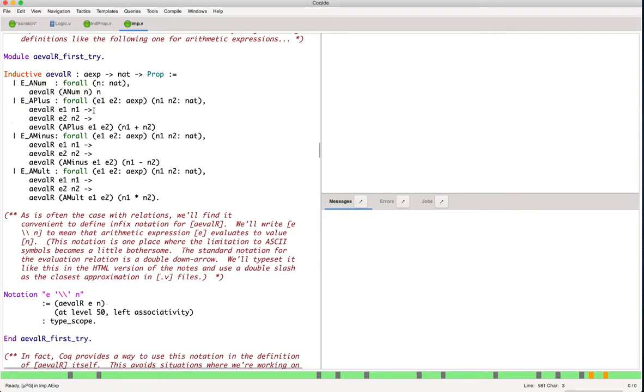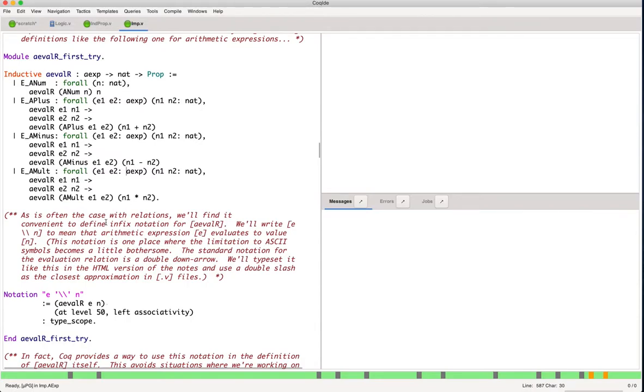The other constructors have more parameters because they have to talk about the subcomponents of an expression. So for example here we're saying if the pair e1, n1 is in the relation and the pair e2, n2 is in the relation, then the pair a plus e1 e2, n1 plus n2 is in the relation, and this plus is just the normal Coq natural number addition. The minus and the mult are similar, but they have different operators and different constructors, obviously.